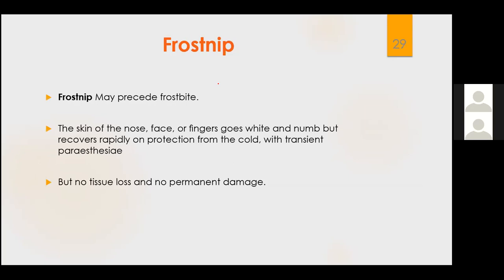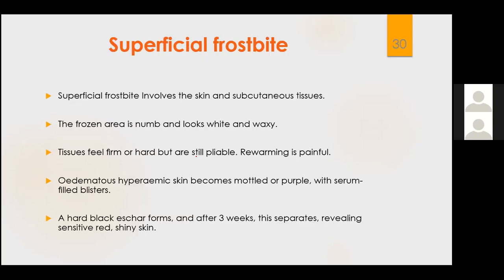Frostnip may make the skin of the nose, face, and fingers go white and numb, but it recovers rapidly on protection from cold, with transient paresthesia. So in frostnip, there is no tissue loss or permanent damage. Frostnip can be managed in the field by rewarming, protecting the area, and it does not need medical attention. However, frostbite can have bad consequences, so it needs medical attention at the hospital.